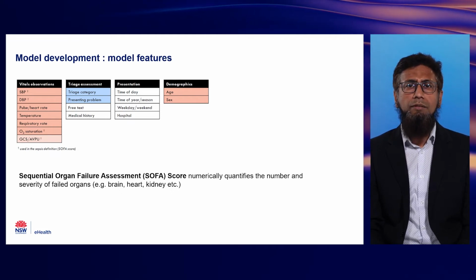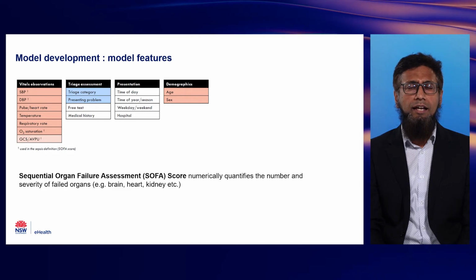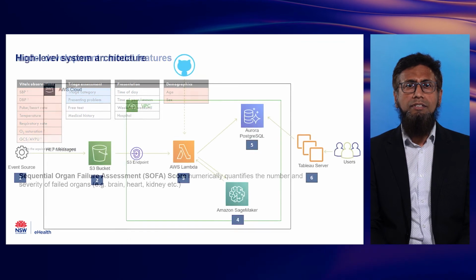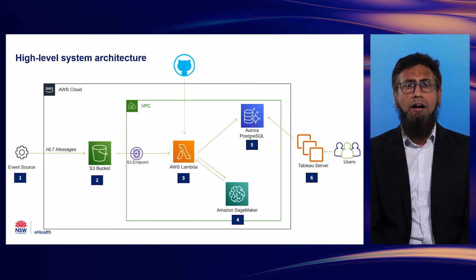The white color variables are kept for exploratory data analysis and reporting purposes. This shows a high-level system architecture on the AWS cloud.